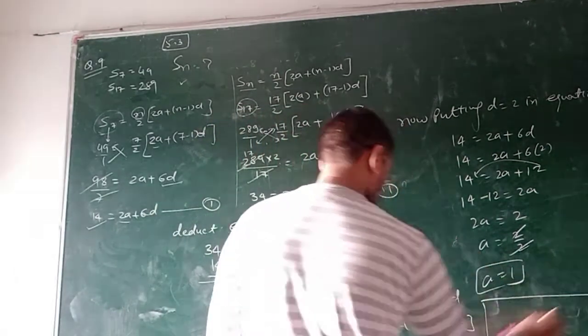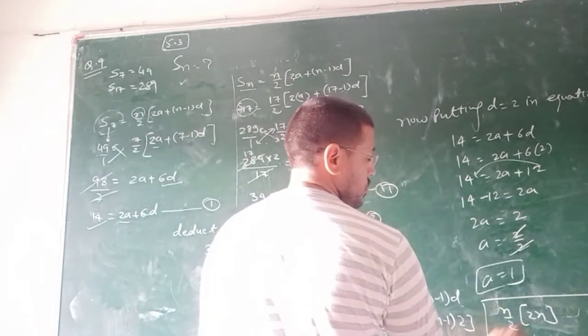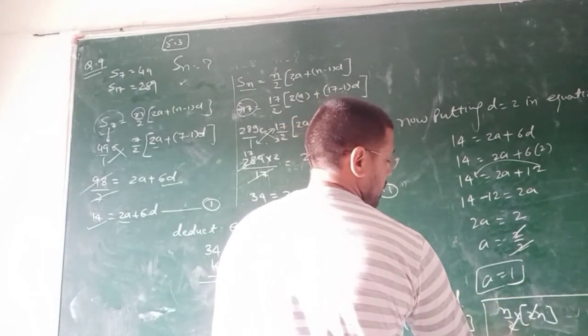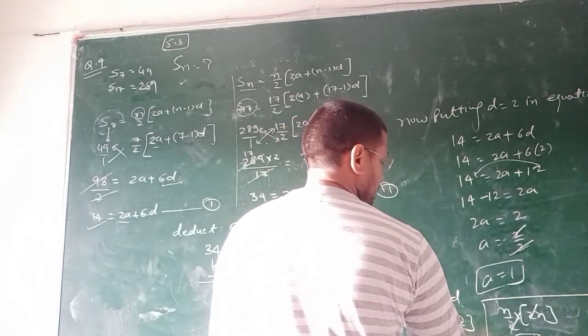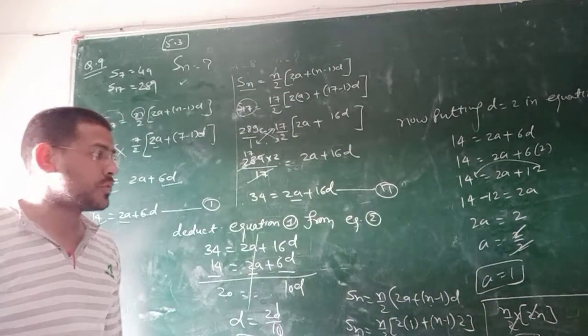Here it is n upon 2, and on the other side 2. This is in multiplication form, so 2 cancelled. So n into n, it will be n square. Your Sn will be n square. This is all about what they have demanded from you.